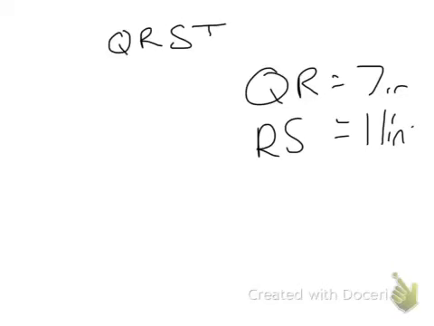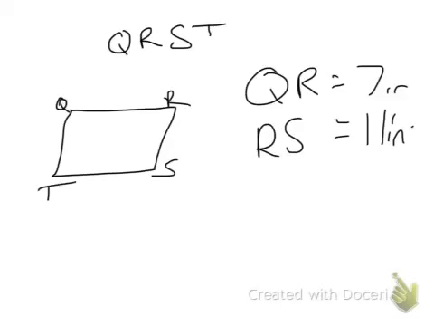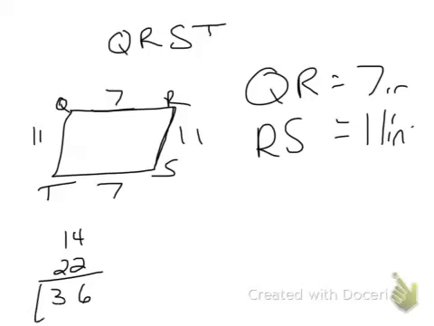Okay, there are 2 ways you can go about this. The first way, you could draw it out, QRST, and it's a parallelogram. So it says QR is 7, it says RS is 11. So that can help me figure out the rest of them. If this is 11, then this has to be 11. If this is 7, this has to be 7. So all I do is add them up. 7 plus 7 is 14. 11 plus 11 is 22. Then 14 plus 22 is 36. So my perimeter is 36.